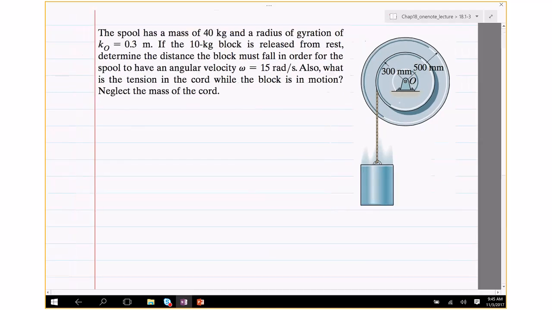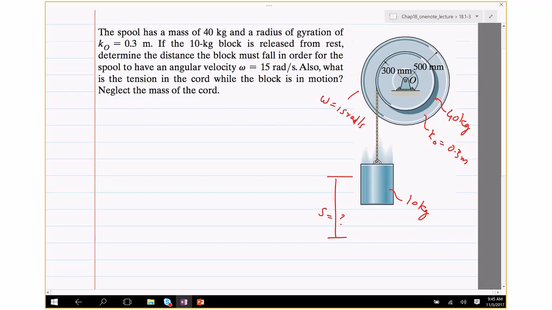Okay, so next question. The spool has a mass of 40 kg and a radius of gyration of 0.3 meters. If the 10 kg block is released from rest, determine the distance the block must fall in order for the spool to have an angular speed of 15 radians per second. Also, what is the tension in the cord? So we need to find the tension.